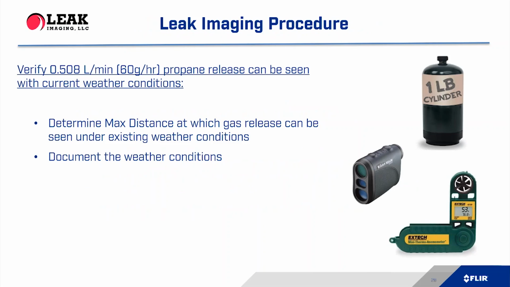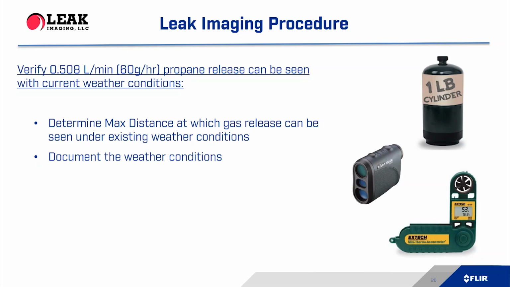So here's the process that Leak Imaging walks through in their procedure. They essentially have a 1 pound cylinder of propane, and they verify that a 60 gram per hour release, which is also the same as a 0.508 liter per minute release, can be seen in current weather conditions. So essentially a process where you go out to a location, you set up a cannon of propane to release at 60 grams per hour, fire up your camera, start to walk away from that gas release and determine, okay, in today's wind conditions, what's the max distance that I can still see this gas release? Document, obviously, that procedure very explicitly.